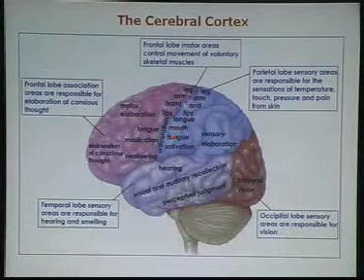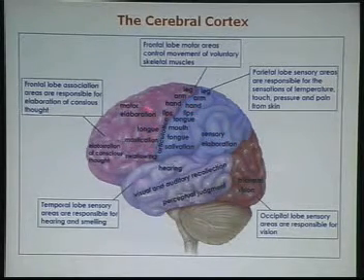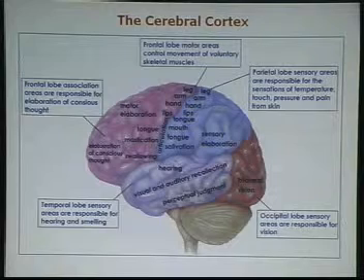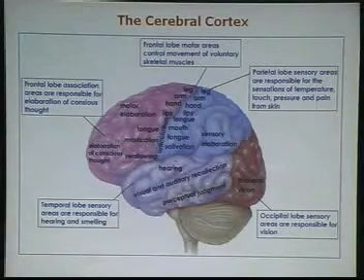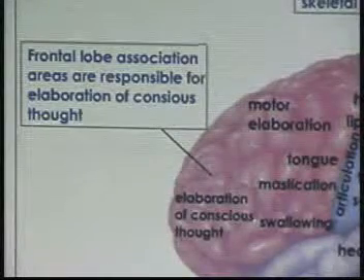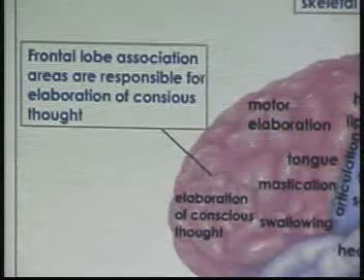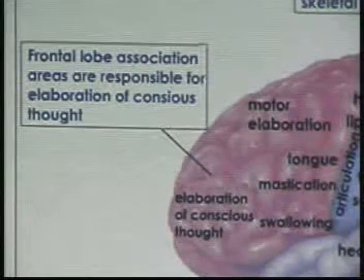There are gyri and sulci which distinctly demarcate the four lobes of the cerebrum. Remember, each of these lobes has a sensory and a motor area which performs specific functions. The motor areas lie in the frontal lobe. They control movement of specific muscles and also control voluntary movements. The size of the motor area in the cortex depends upon the complexity of the movements involved.